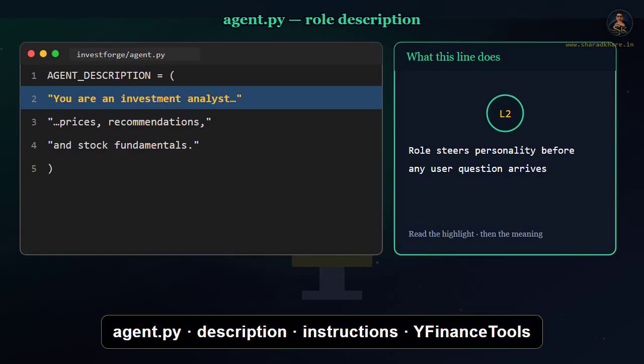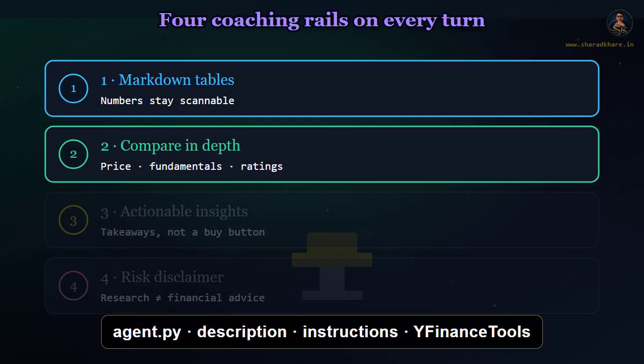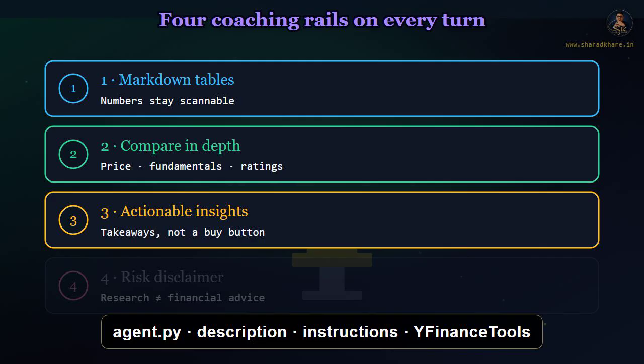That description steers the agent personality before any user question arrives. Instructions is a Python list of coaching lines the model must follow on every turn. The first instruction says format your response using markdown and use tables to display data where possible. That nudge is why answers look like research notes instead of a wall of prose.